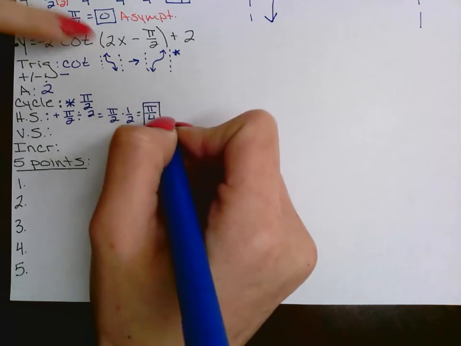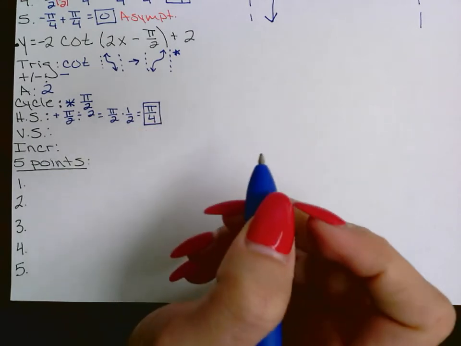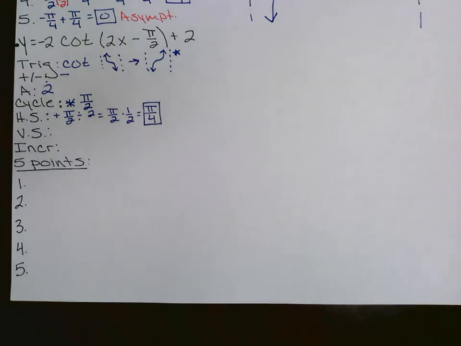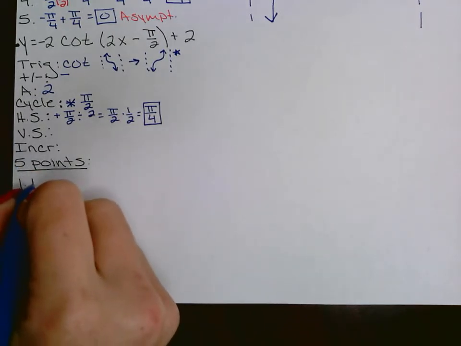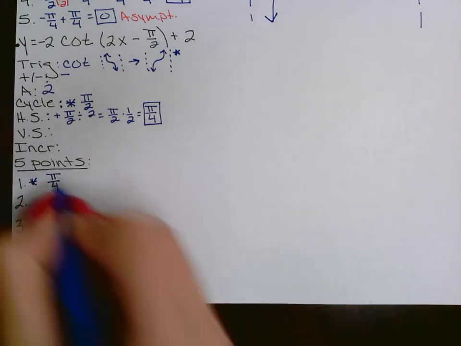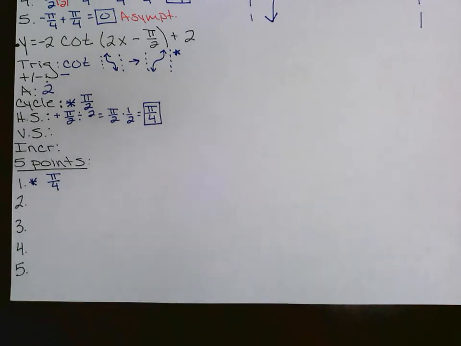Where do I place my horizontal shift on a cotangent? Point 1 or point 3? Point 1. Remember, tangent is the only one that gets put on point 3. This is one of those tricky things, guys. On cotangent, that part stays the same, okay? You do put your horizontal shift on point 1. Again, tangent is the only one that you put your horizontal shift on point 3, okay?